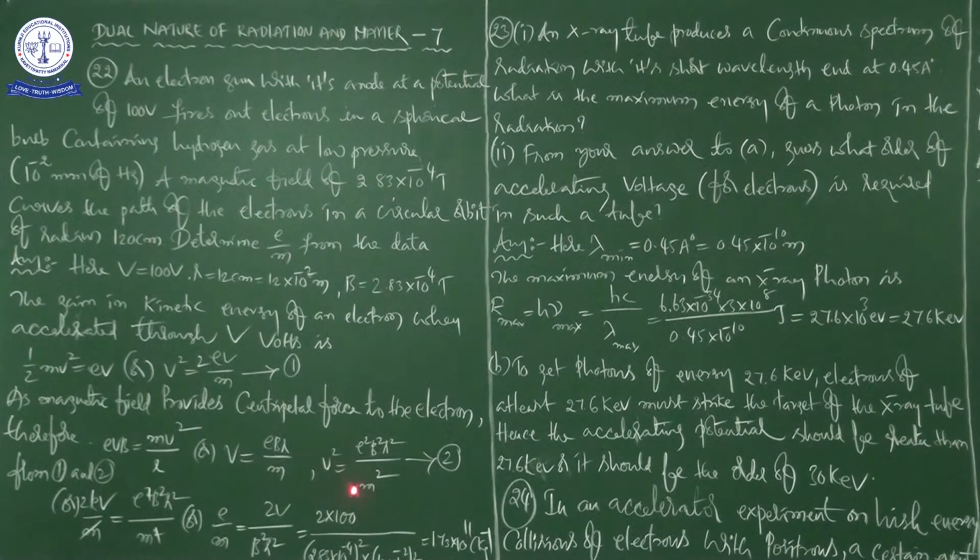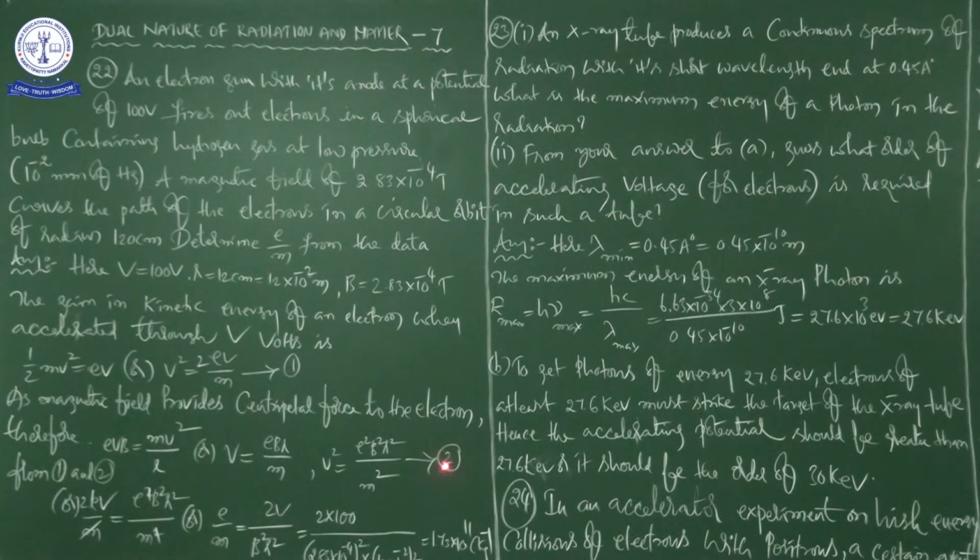So V square is equal to E square B square R square divided by m square. It is like equation number 2. So it is also speed, this is also speed, but this is potential difference. Okay, see here, potential, right?